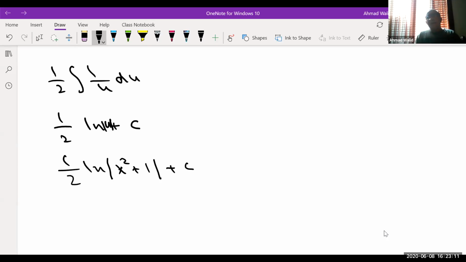Because the inside is x squared plus 1, any number that you plug in here in x squared becomes a positive number, then you can remove even the absolute value sign. You can write 1/2 ln of x squared plus 1 plus c, final answer.